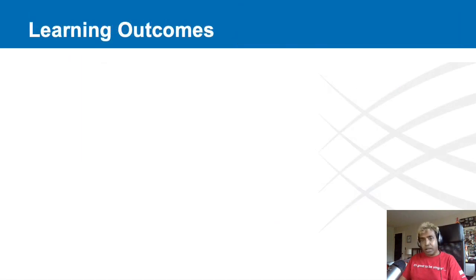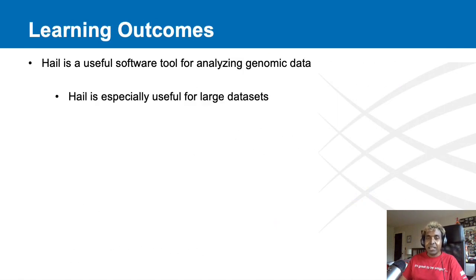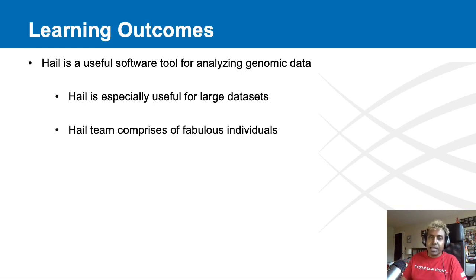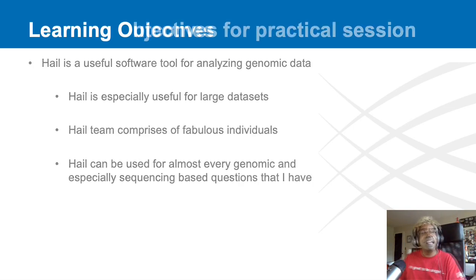So the learning outcomes for this video would be: Hail is a useful tool for analyzing genomic data, as I've shown you for multiple tools, multiple input formats, and how you can analyze your data, especially for large datasets by using the matrix table. Secondly, the Hail team comprises fabulous people, obviously. Thirdly, Hail can be used for almost every genomic and especially sequencing-based question that you have.